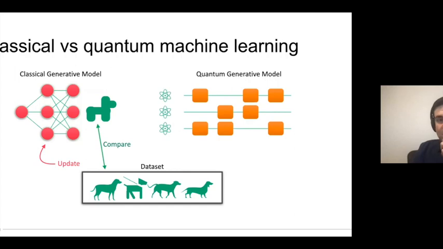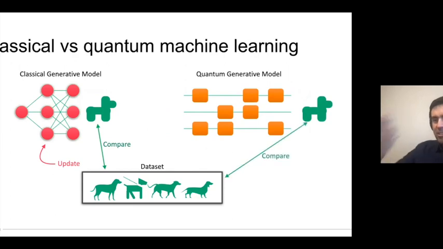The same thing happens in quantum, in a quantum neural network. Just instead of numbers, it has qubits and it operates on these qubits and gets something out. In the same way, it compares if what it got looks like the data set. Of course, at the beginning, it won't, but it starts adjusting the parameters until it gets something that looks like the data set. Now, obviously, quantum computers are not big enough to generate images, but in this talk, I'm going to show you how to use quantum computers to generate smaller data sets.